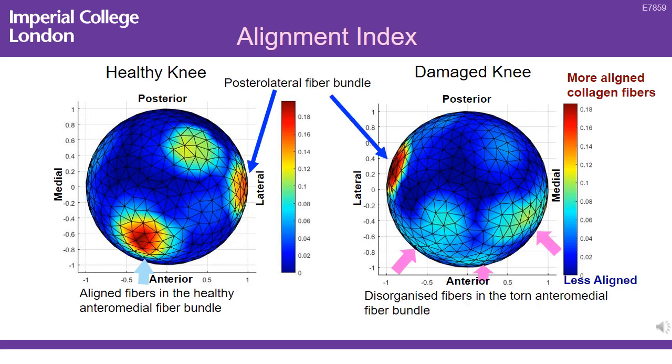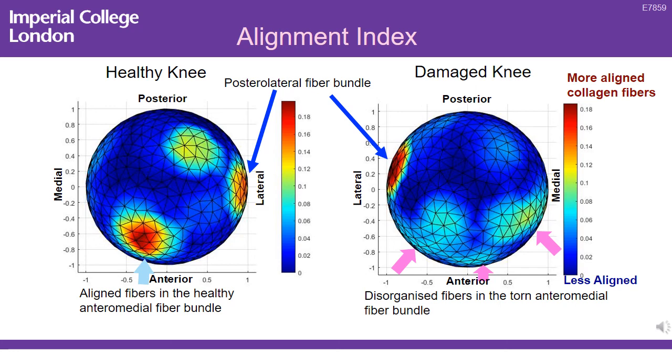This is our alignment index, which is abbreviated to AI and now keeps being confused with artificial intelligence. It computes the collagen fiber orientation distribution and then visualizes that on a hemisphere to help us to detect changes within the ligament. Dark red shows the most aligned fibers and dark blue shows the least aligned fibers.